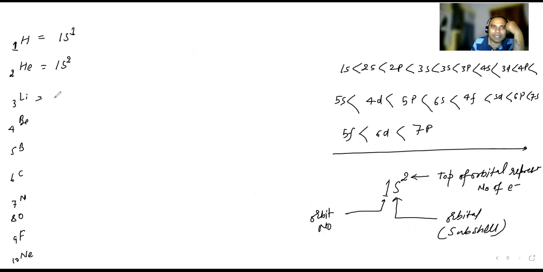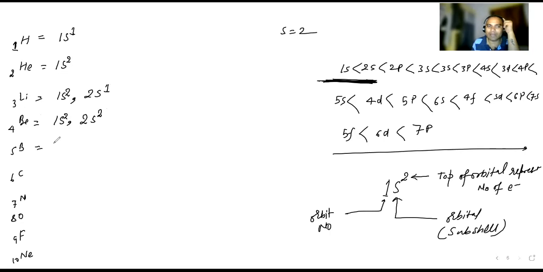Lithium, if you are going, that is 1s2. The s orbital holds a maximum of 2 electrons, so this is filled. Then which orbital will come next? After the 1s, 2s will come. Of the 3 electrons, 2 are filled here. How many are left to fill? 1 electron. Okay. Now go for beryllium. Beryllium is 1s2. Then how many electrons will go in the 2s? 2 electrons. 2s2.